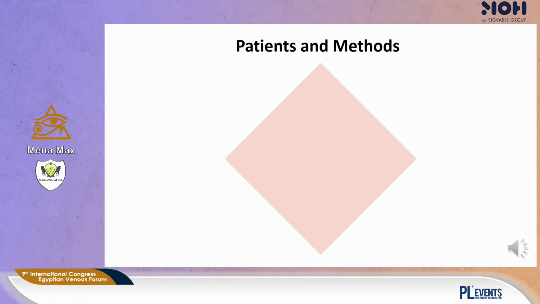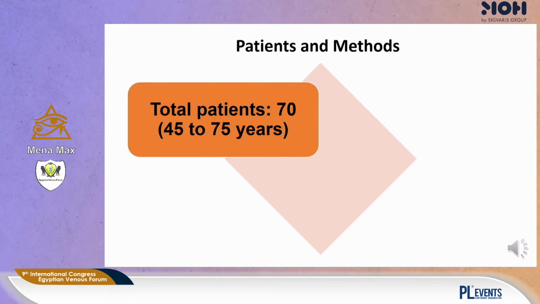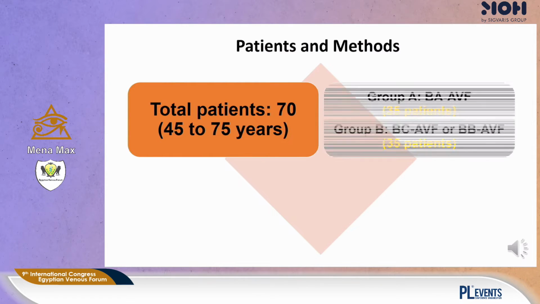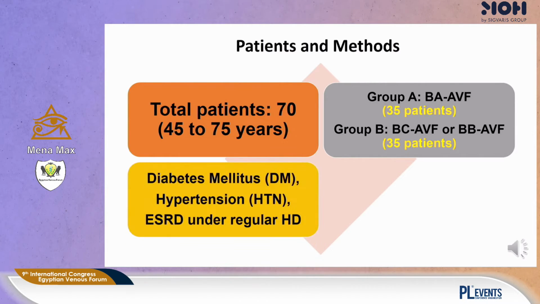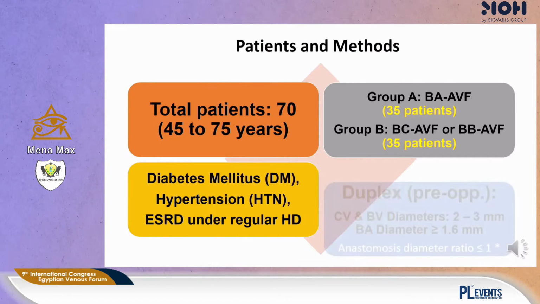In this comparative study, a total of 70 patients were divided into groups. Group A, brachio-antecubital fistula; Group B, brachiocephalic or brachiobasilic fistula. All patients had diabetes and hypertension, and were under regular hemodialysis.